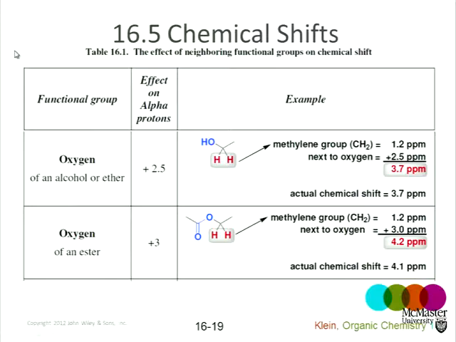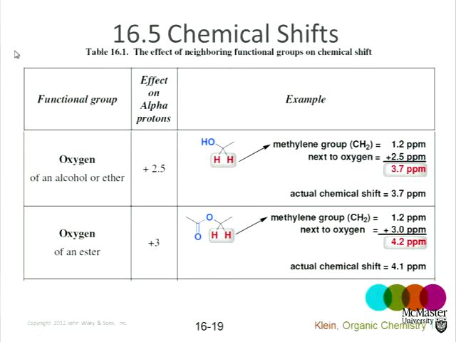And then this table tells us basically how much to add for substituents on an alkyl chain. So if we have a hydroxy group in an alcohol, those two protons will be shifted by another 2.5 parts per million relative to the methylene group in an alkane. So we start with the methylene group, we add 2.5 for next to oxygen, and we predict the chemical shift for a CH2 group, hydrogens on a carbon bearing a hydroxy group, would be about 3.7 ppm. In an ester, okay, the number's a little higher.